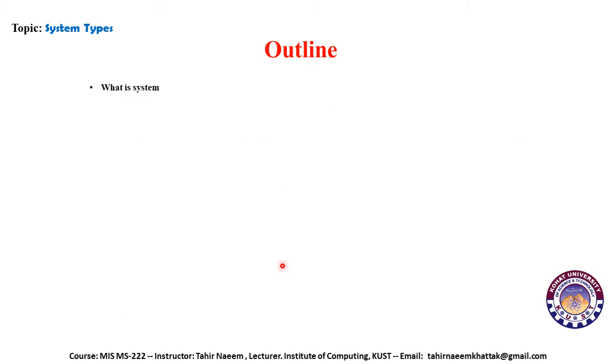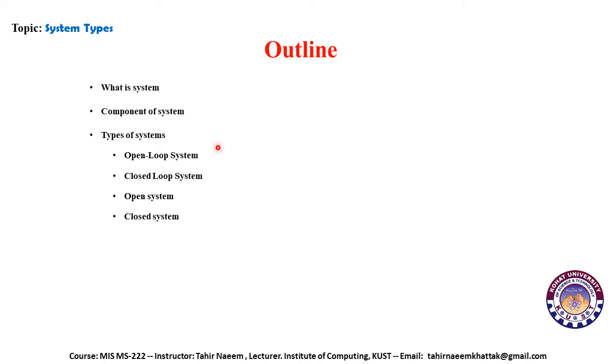This is the outline of this lecture. First, we will discuss what a system is. Then we will discuss different components of the system. Then we will discuss types of the system. Types of the system include open loop system, closed loop system, open system, and closed system.